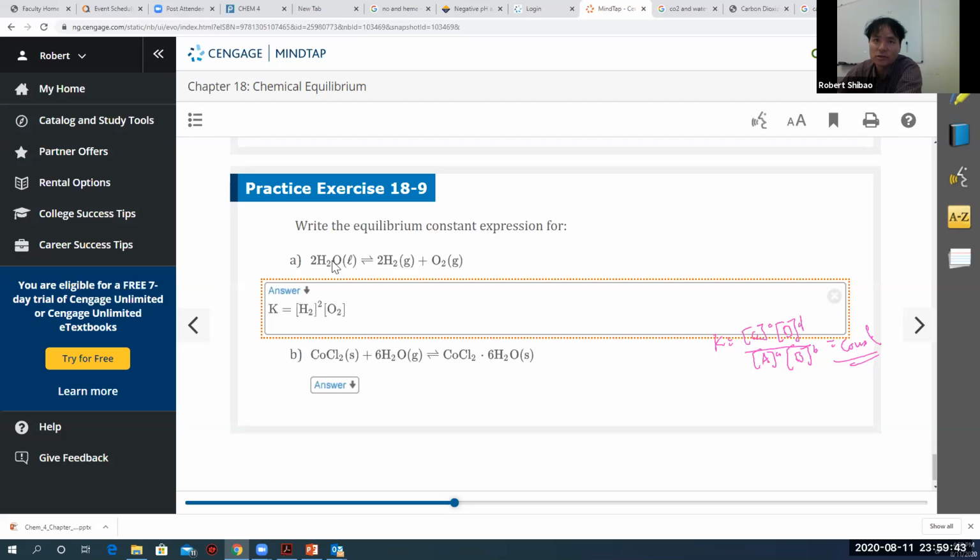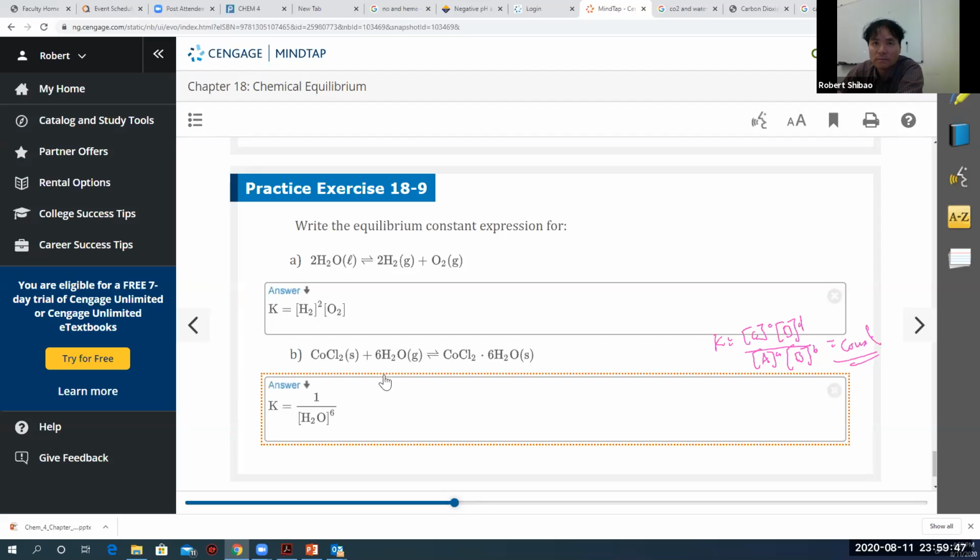And the same thing goes for solids. Solids are not going to be in the ratio here. And so the product is just solid. So instead we'll call it 1. And then that's what we do for liquids too. Liquids and solids get 1. So cobalt 2 chloride is going to be 1. But water's a gas. Gases and aqueous will appear here. So this will be H2O to the 6th power.